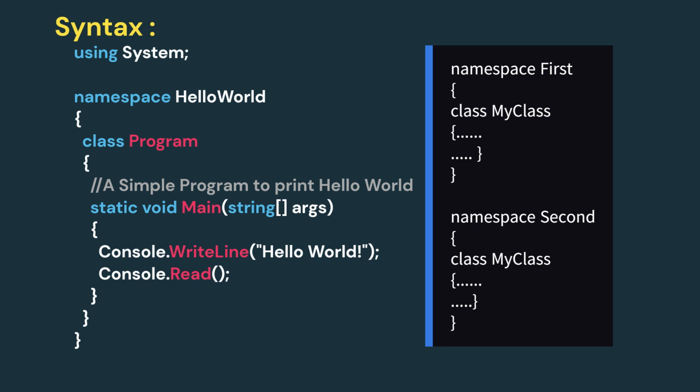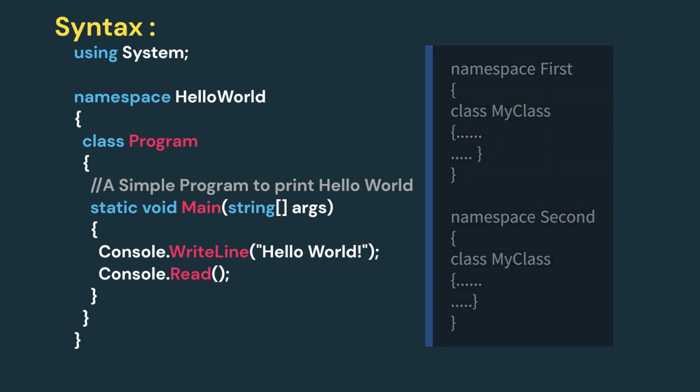One advantage of declaring namespaces is that it prevents naming conflicts. Two or more code elements can have the same name as long as they belong to different namespaces. For instance, the code below defines two namespaces, both of which contain a class named myClass. This is allowed in C# as the two classes belong to different namespaces, first and second.